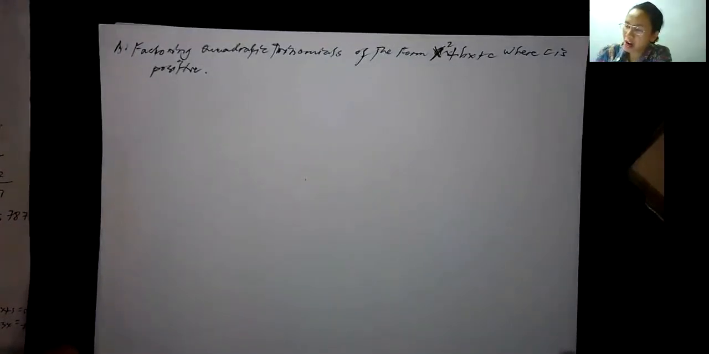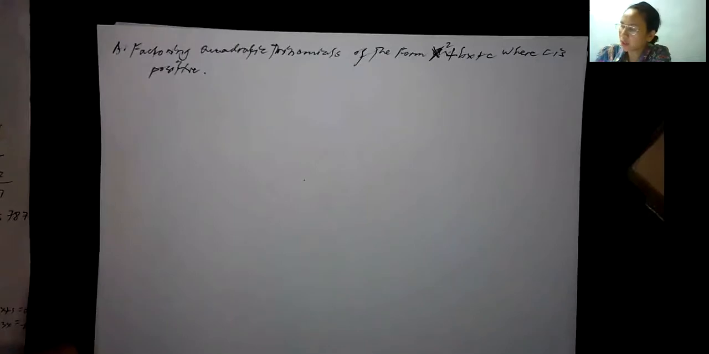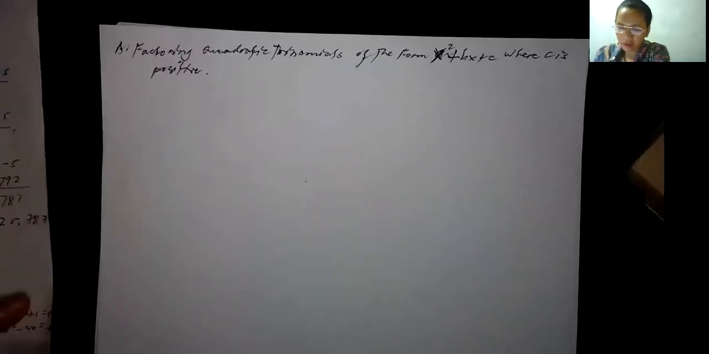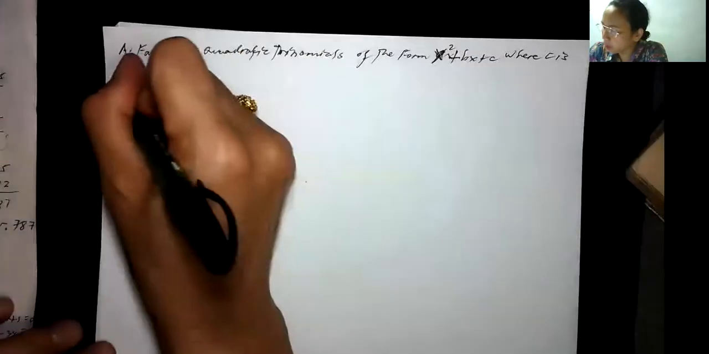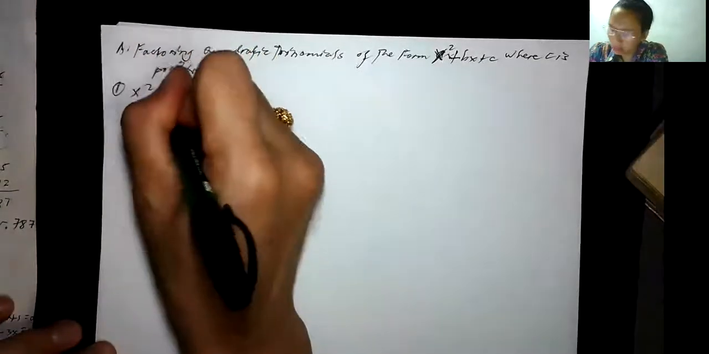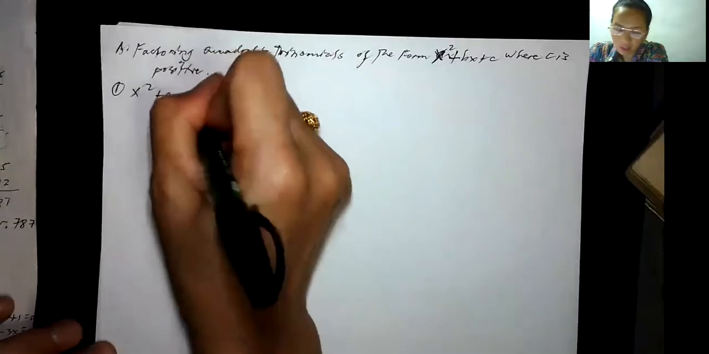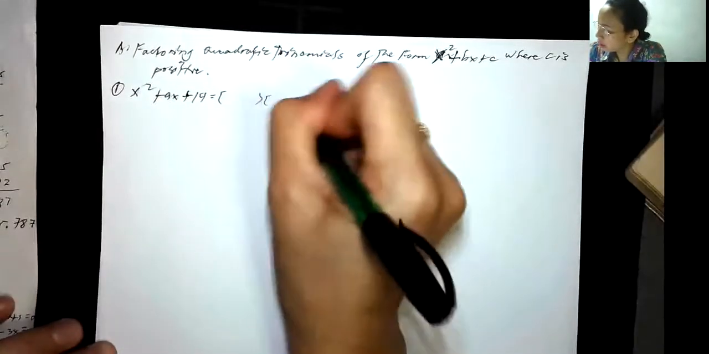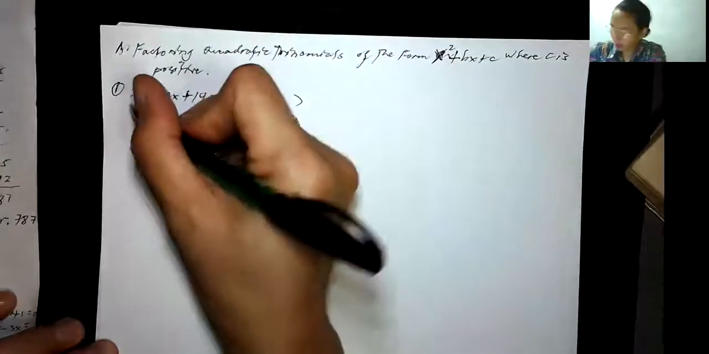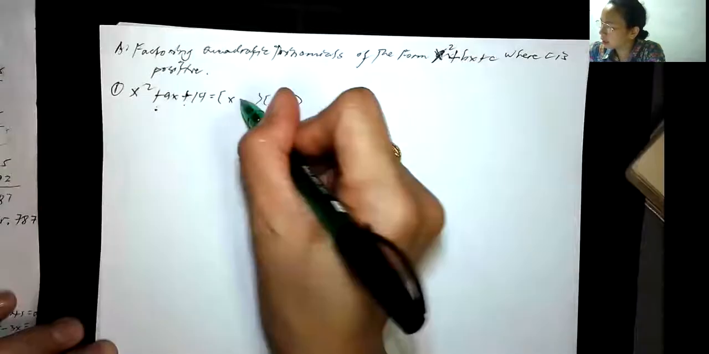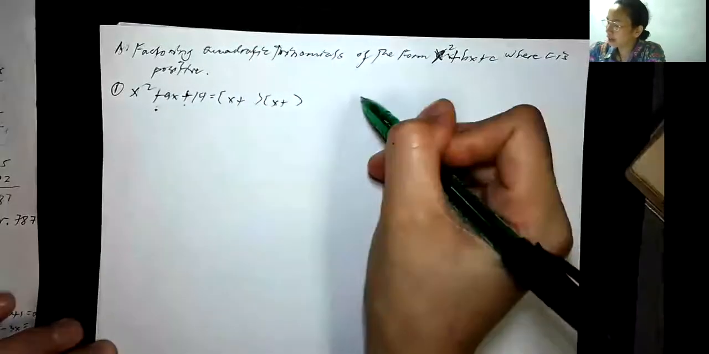Okay, so we have here factoring quadratic trinomials of the form x squared plus bx plus c, where c is positive. So let us have an example number 1. Suppose we have here x squared plus 9x plus 14. So the factor of x squared is x. And then since they are both positive, it means the sign here is both positive.